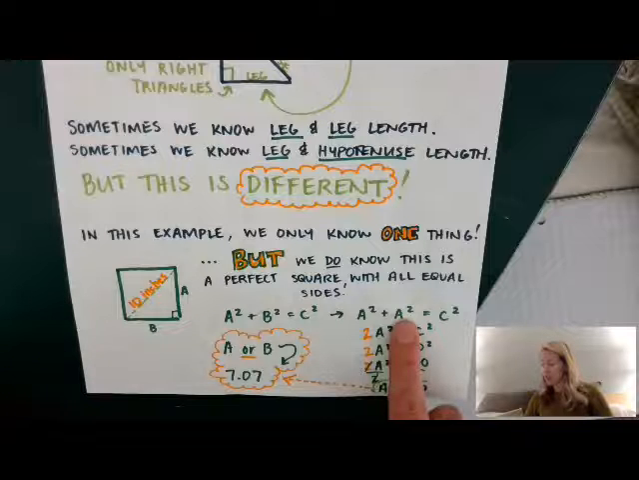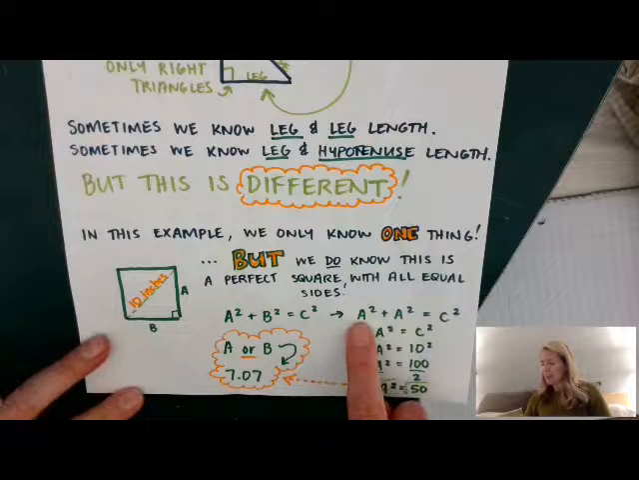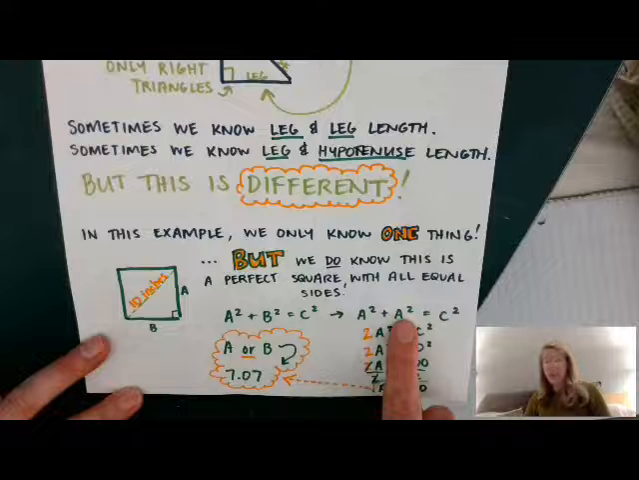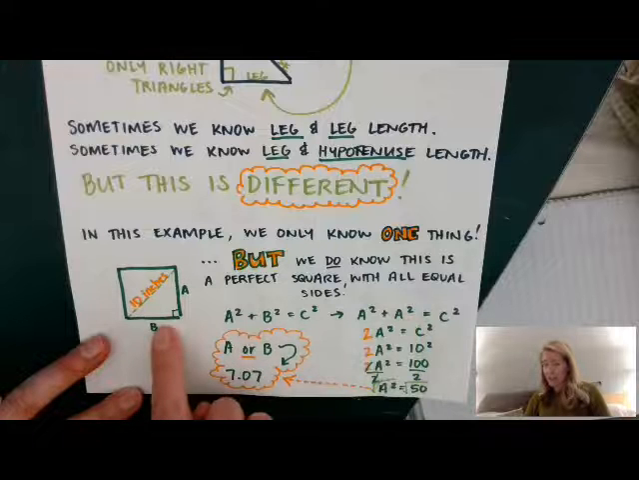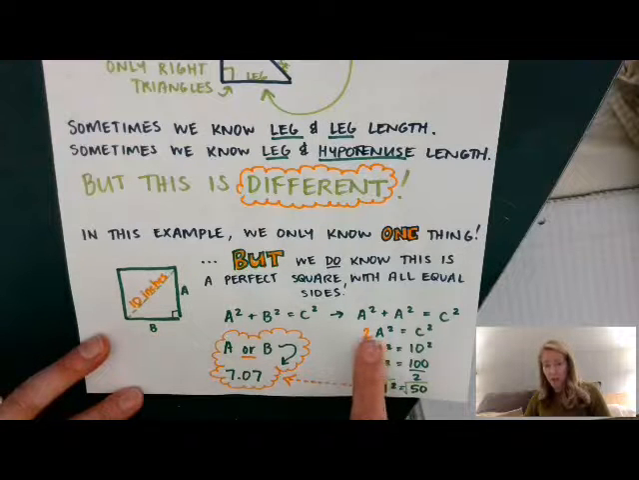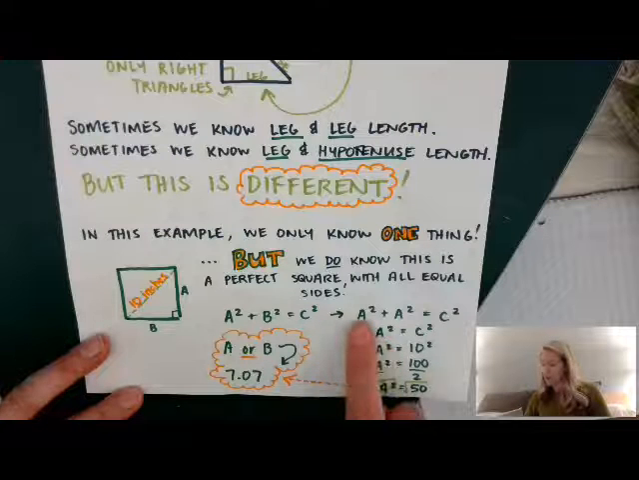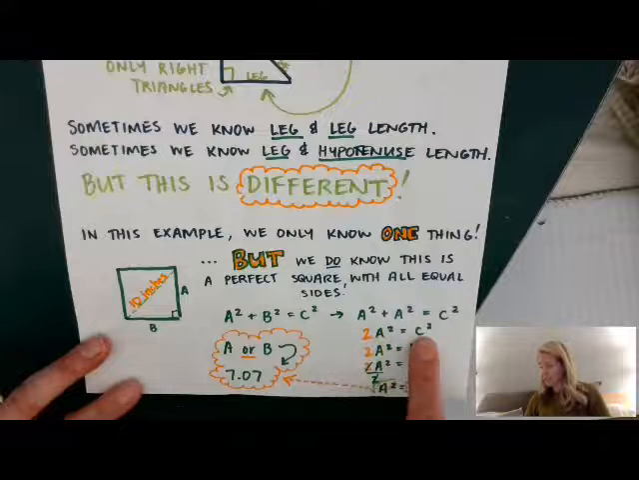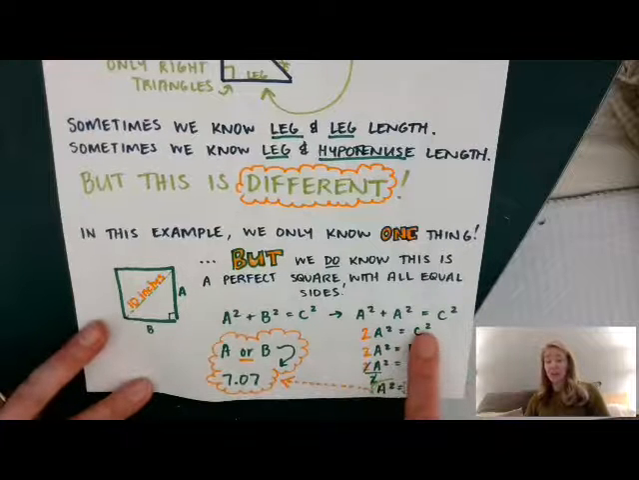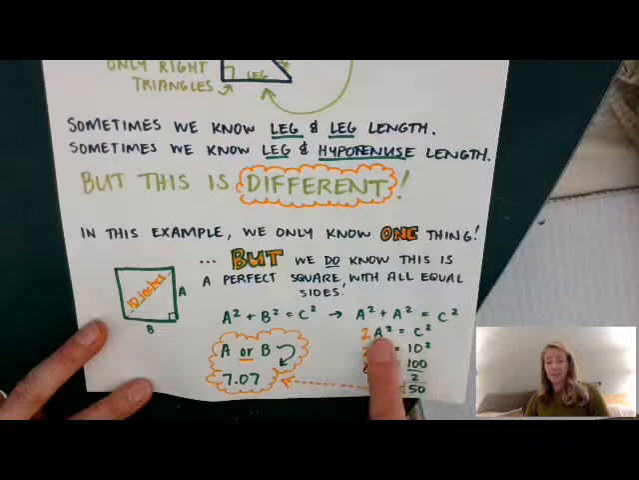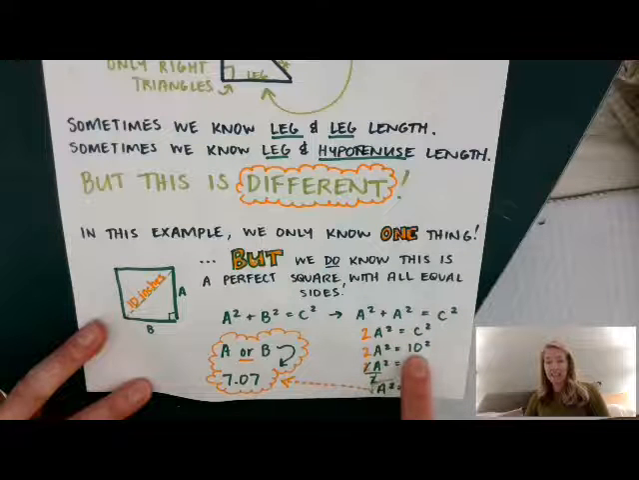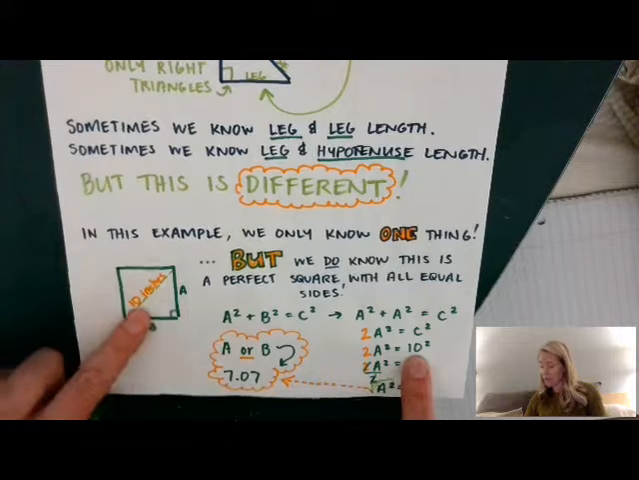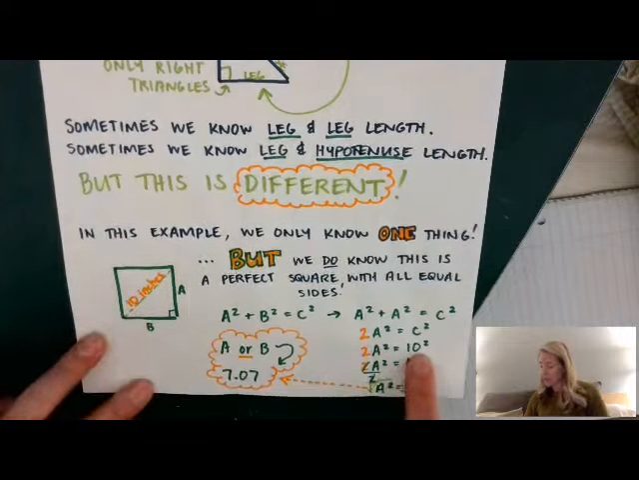So what I need to do is say, instead of a squared plus b squared, I'm going to call them both a and a. So I have 2 of those. I have 2 a squareds, and you're allowed to do that, right? When you have 2 of anything, 1 plus 1 is 2. So I have 2a squared equals c squared. Now I'll be able to solve because I only have a and c here, and I figured out what c was by looking at my picture. It was 10, right? So c squared is 10 squared.